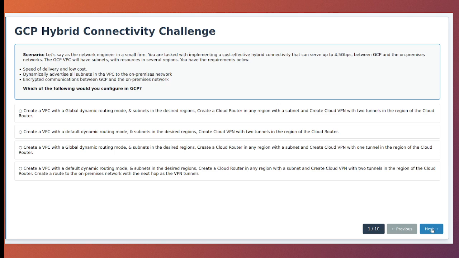This question tests multiple concepts: VPN bandwidth limitations, global versus regional routing modes, and how to architect a cost-effective solution for multi-region deployments. Let's analyze each option systematically.